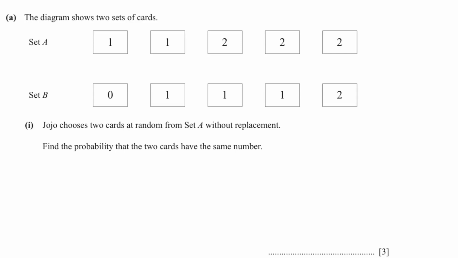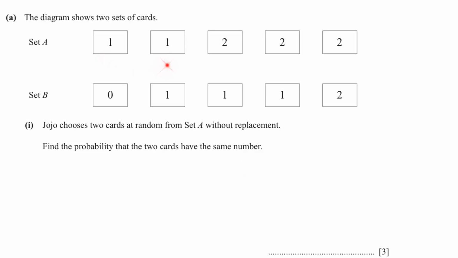This is a probability question. We have been given two sets of cards, set A and set B. Jojo chooses two cards at random from set A without replacement. Without replacement means that you take a card and you don't put it back. If you don't put something back, the total will be reduced by 1. Find the probability that the two cards have the same number.